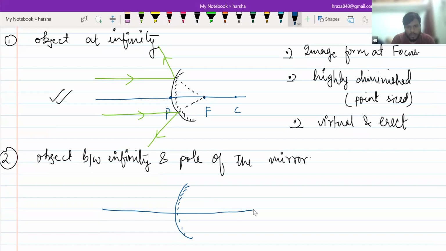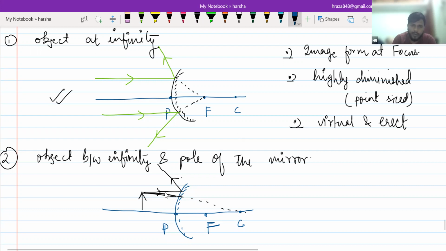Now see, this is a convex mirror, and this is our principal axis, in which this is the pole, this is the focus, and this is the center of curvature. And the object is present between pole and focus. So the first ray will go like this and reflect back. And the second will try to go at the center of curvature and reflect back. When you extend them, the image will form behind the mirror like this.